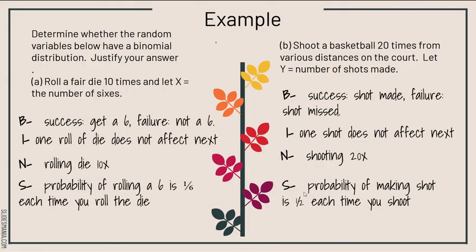Unless you have someone with a specific percentage of shots that they make. We did a simulation one time where we were looking at someone's shots that they made, and they gave us what their probability was. But otherwise, we're just going to use 1/2. So this is a binomial distribution.